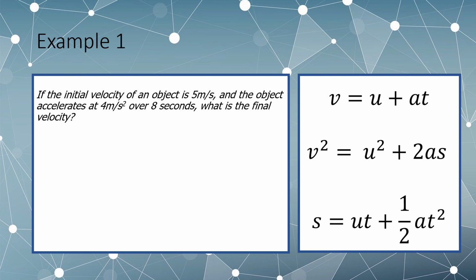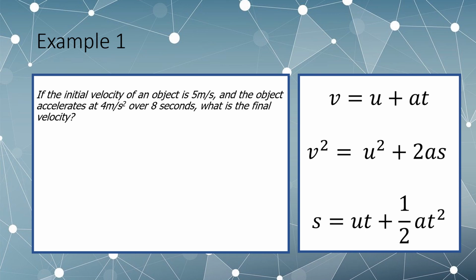Okay, let's get into an example now. If the initial velocity of an object is 5 meters per second, and the object accelerates at 4 meters per second squared over 8 seconds, what is the final velocity? The easiest way, and I cannot stress this enough, to do any of these questions is to simply write out what you have and then figure out which formula you're going to use based on that.